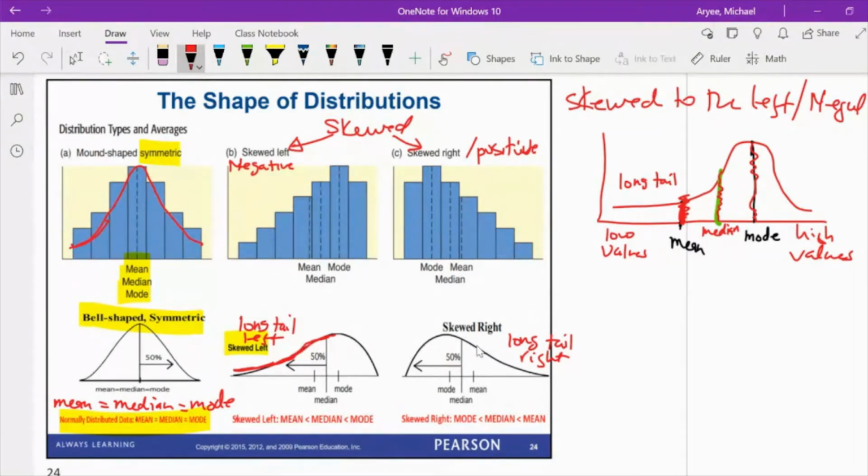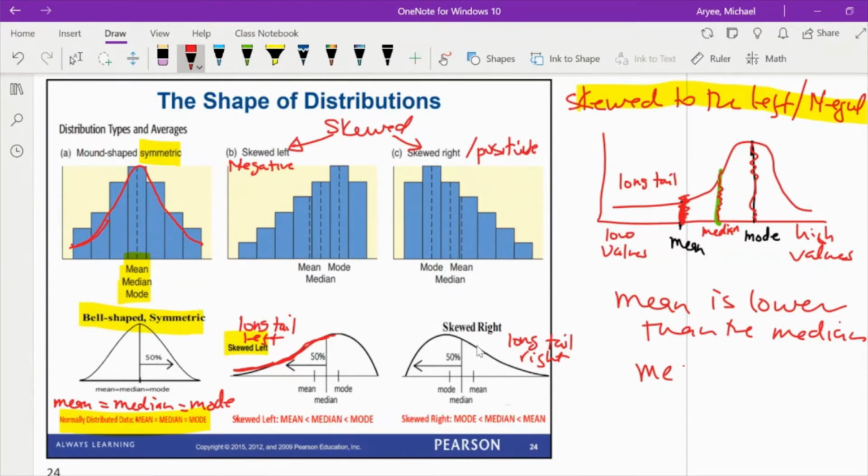All right, so when a distribution is skewed to the left or positively skewed, what we would say is that the mean is lower than the median. In other words, if I have to write notation, mean is less than median. And in most cases, median is less than the mode.